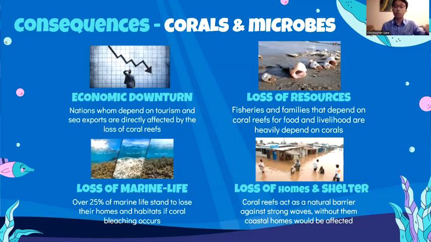Thirdly, the loss of marine life. This is really big because marine life and the ecosystem, the food web, is all dependent on the coral reefs. 25% is a lot. If any one of those species were to go extinct, especially with 25% of marine life, it will cause a large chain reaction and a lot of species would start to die off because they really rely on the coral reefs.